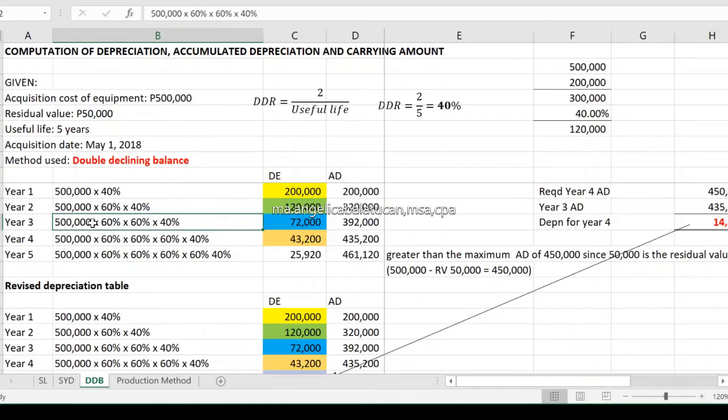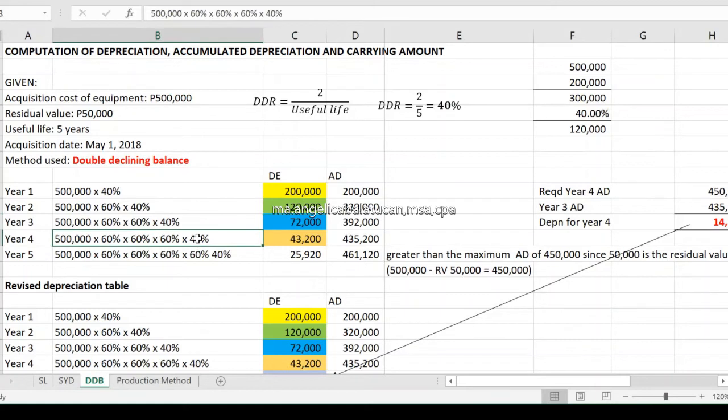Then for year 3, since we will be deducting the previous 2 years' depreciation, we have 60% twice. So 500,000 times 60% times 60%, then times 40%, which is our double declining rate. So you will get 72,000. If you want to use the long form, that's 500,000 minus 320,000, which is the sum of the previous depreciation, and then you multiply that by 40%, you will get 72,000.